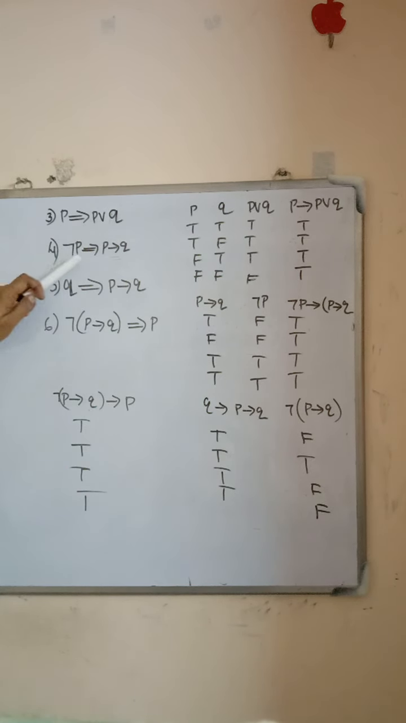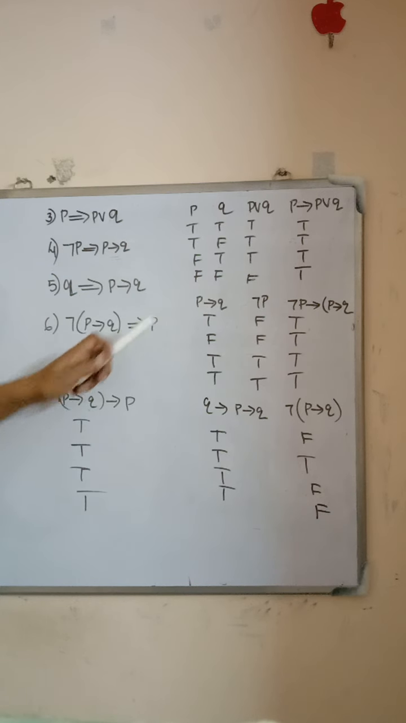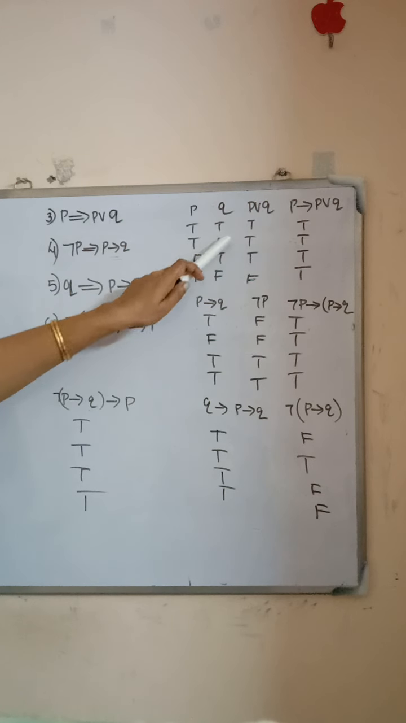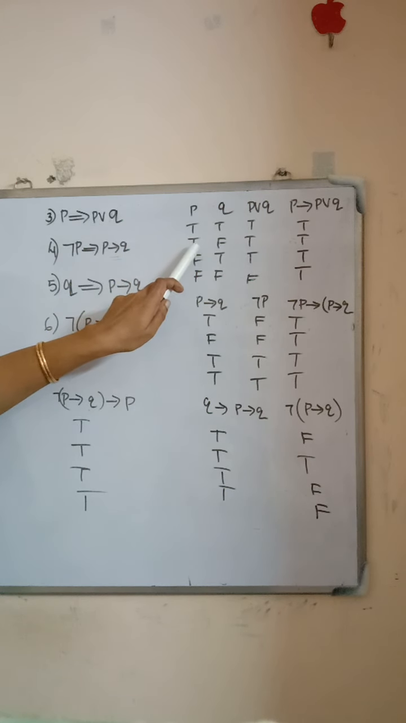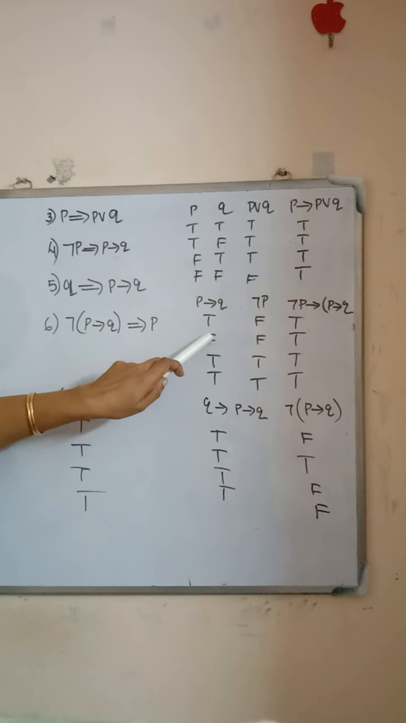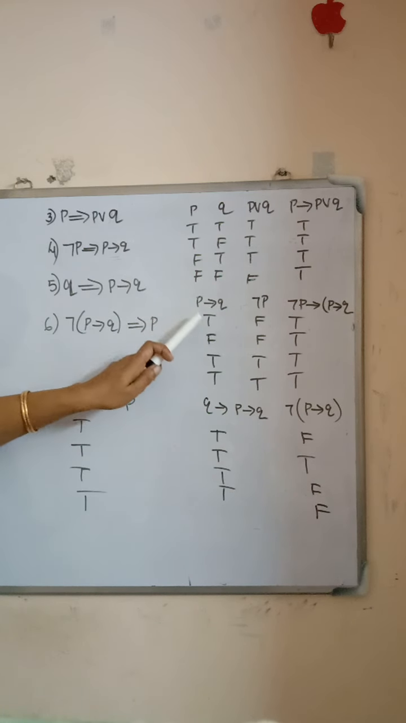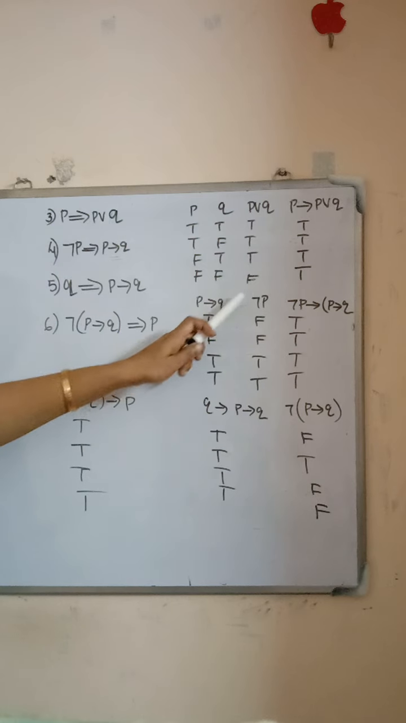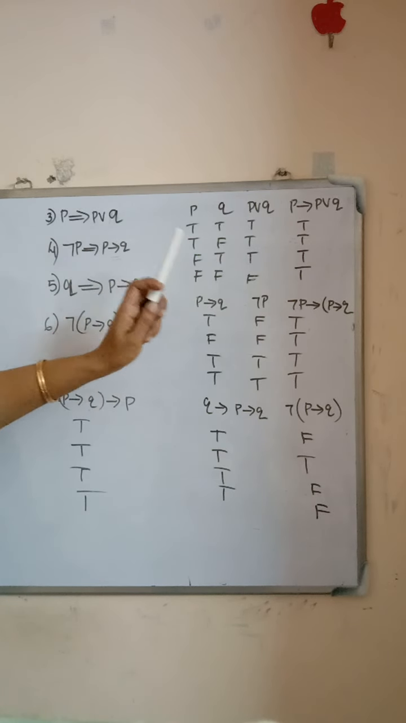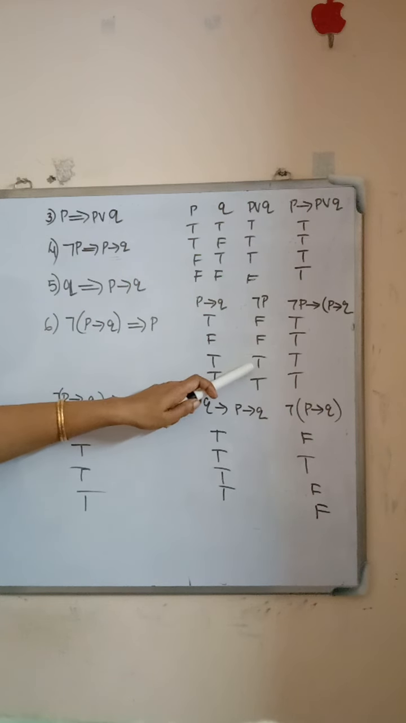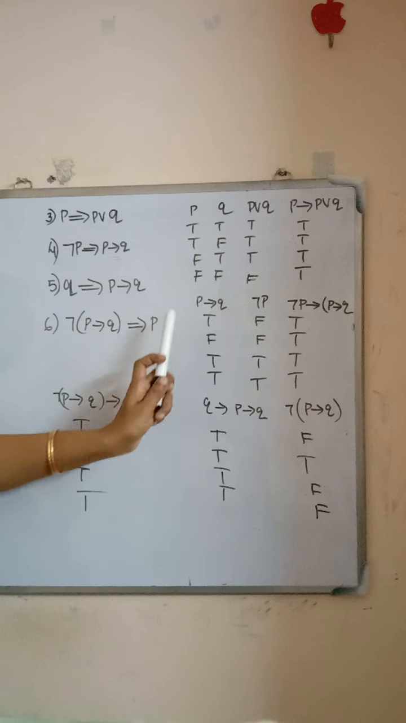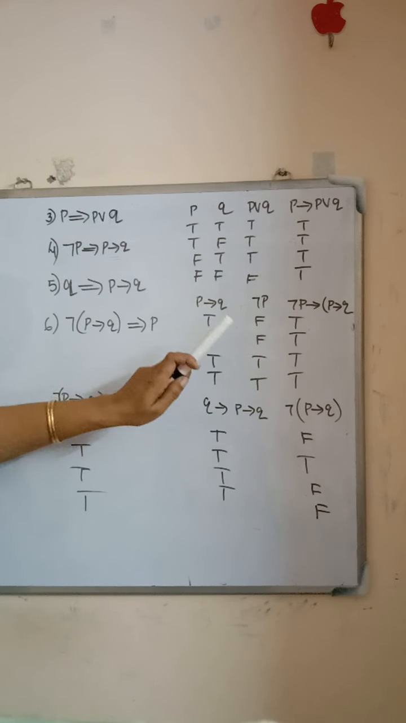Next is negation P implies P conditional Q. Consider the column P conditional Q. P conditional Q is false only when the first P is true and the second Q is false. So the second row appears as false. Then P conditional Q, also consider negation P. When P is true, negation P is false, and when P is false, negation P is true. Then we find negation P conditional P conditional Q.